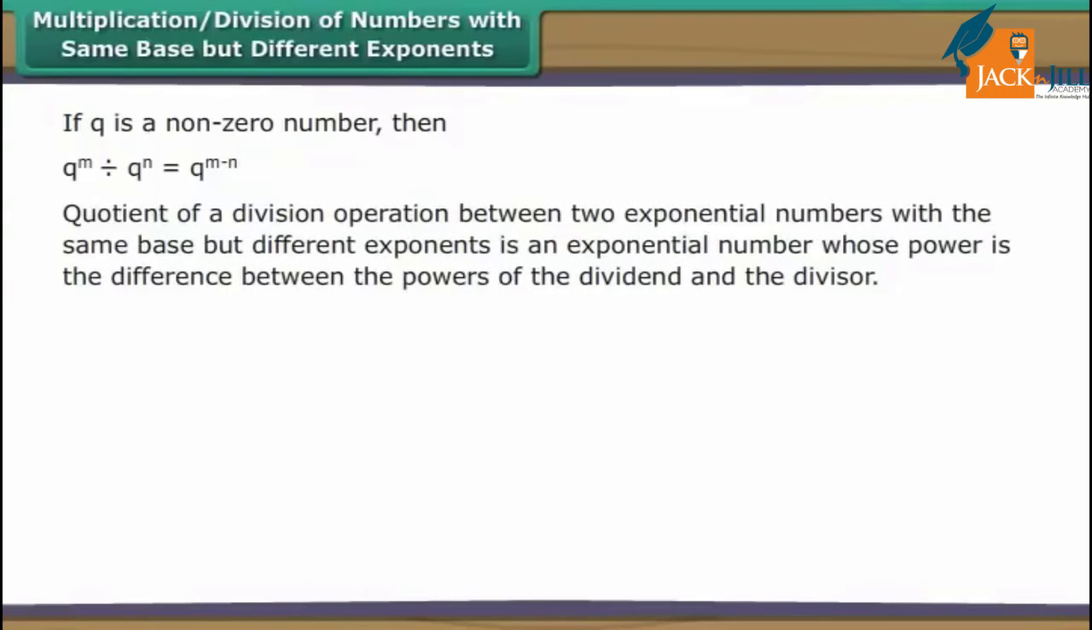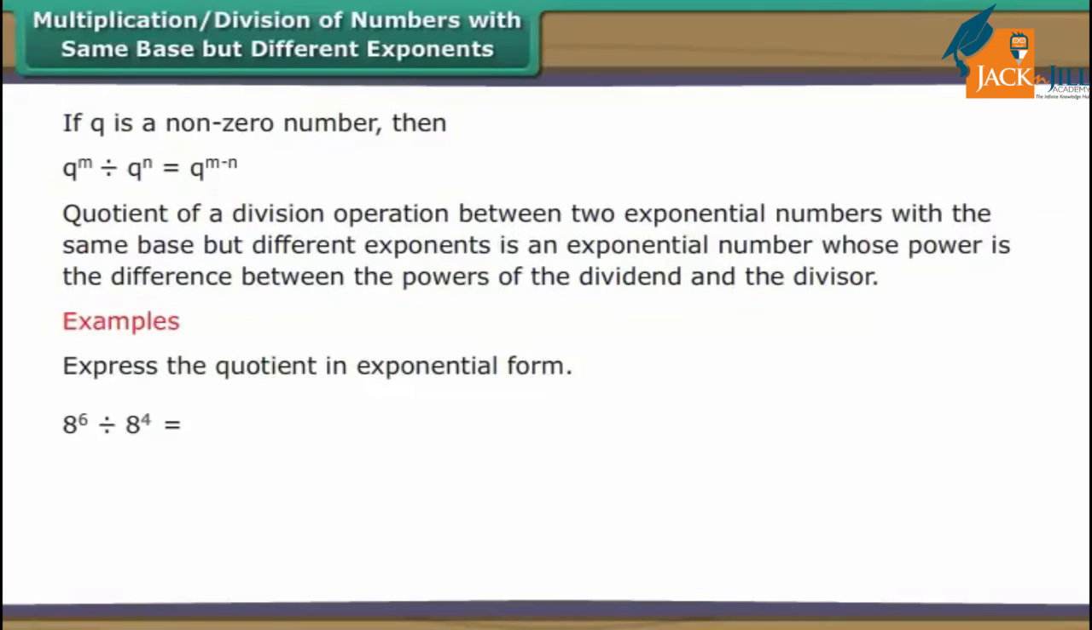If q is a non-zero number, then q raised to the power m divided by q raised to the power n is equal to q raised to the power m minus n. Quotient of division operation between two exponential numbers with the same base but different exponents is an exponential number whose power is the difference between the powers of the dividend and the divisor. Let us put the law to use. Express the quotient in exponential form.